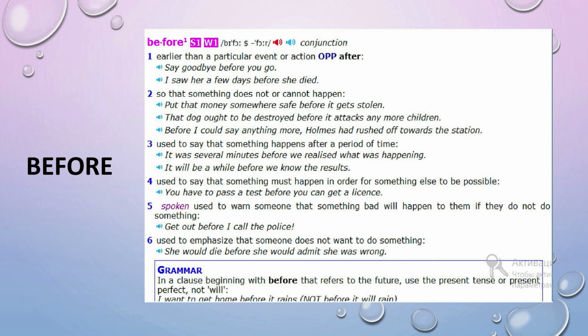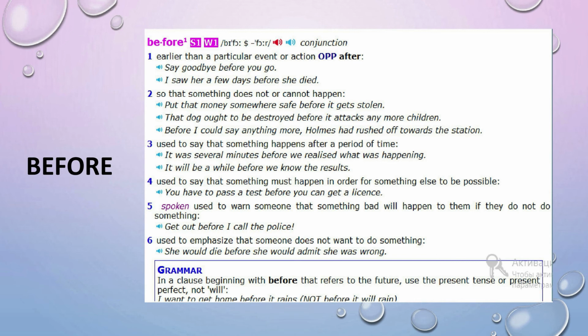Thirdly, before used to say that something happens after a period of time. It was several minutes before we realized what was happening. It will be a while before we know the results. Fourth, use it to say that something must happen in order for something else to be possible. You have to pass the test before you can get a license.